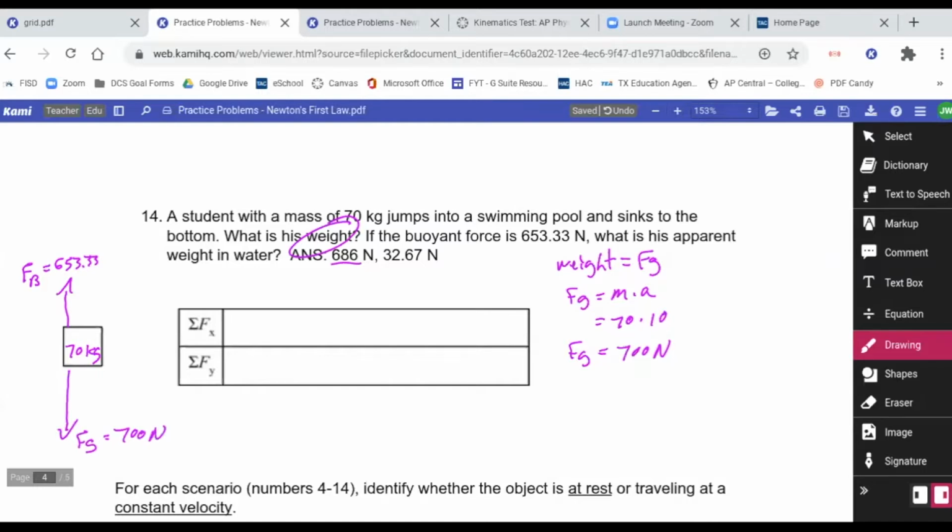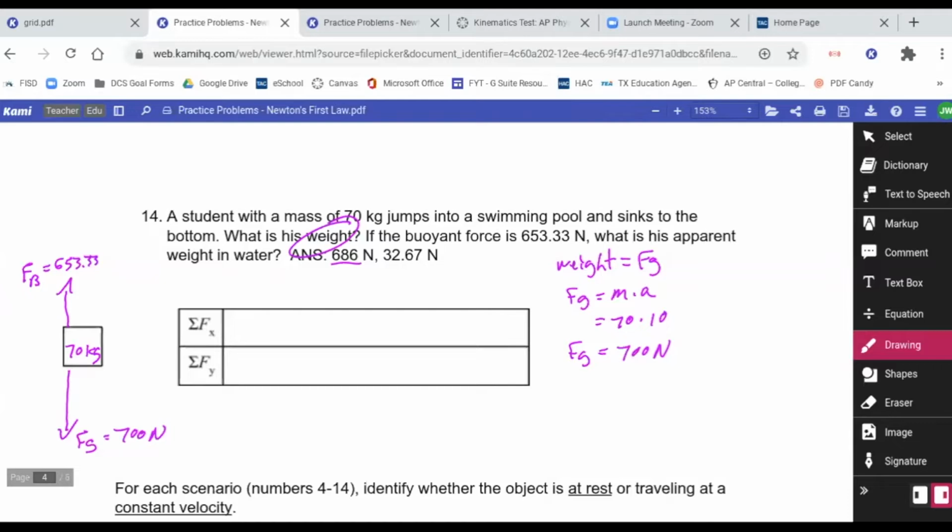What is his apparent weight in water? Okay, well, his apparent weight in water would be what? I'm going to cheat. Let's see what I did last time. 14. What is his weight? What is his apparent weight? That's such a weird question. What would his apparent weight in the water be?